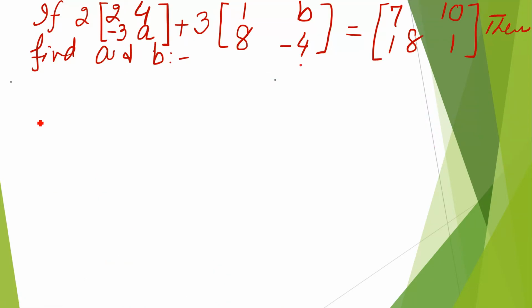Okay, now this is the important question, and when I write down important, you have to practice it 2 or 3 times. If 2 times this matrix plus 3 times this matrix is equal to this, then you have to find A plus B, right? So we have to multiply first. I will write down the question here, so it will be easy, and this is the left hand side. First we are going to solve the left hand side.